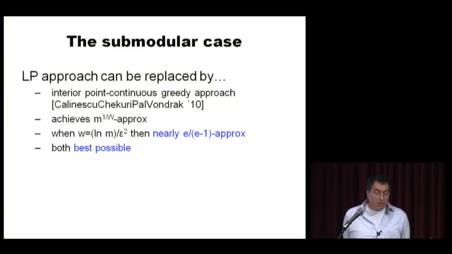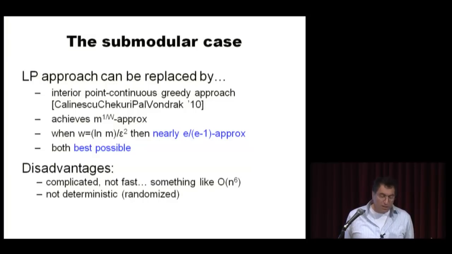However, their algorithm is some type of interior point. It's a continuous greedy approach, and this approach is not very practical. What does it mean? It's complicated. It's not fast. It's something like n to the 6. So if n is not too large... in today's terms, a million is a very small n. So 2 to the 20, to the power of 6, is 2 to the 120. It's not feasible. It's efficient in theory, but not in practice.